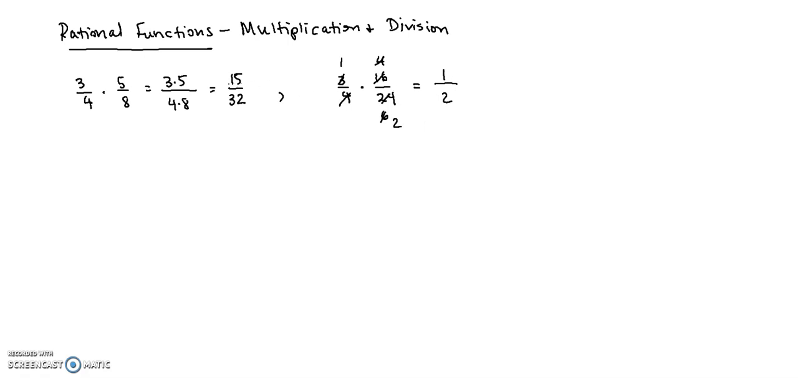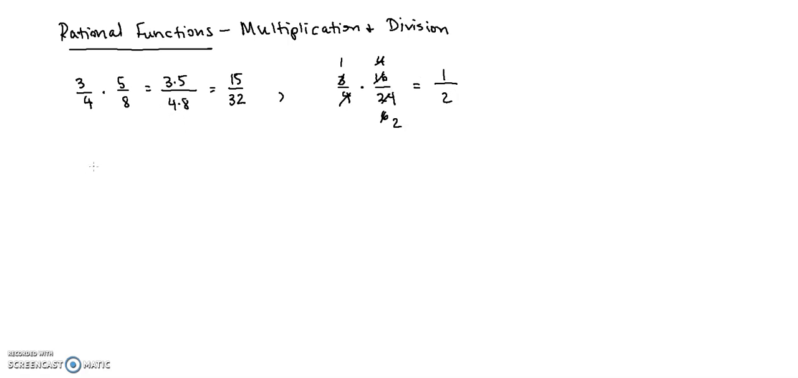Now, with fractions, you could multiply and then simplify. But with rational expressions and rational functions, you really don't want to multiply first because you're going to end up with something that's a lot more difficult to deal with. So you want to simplify, then multiply. All right, let's look at an example.